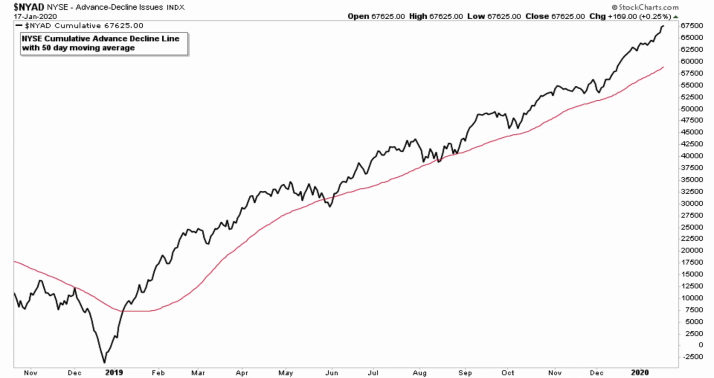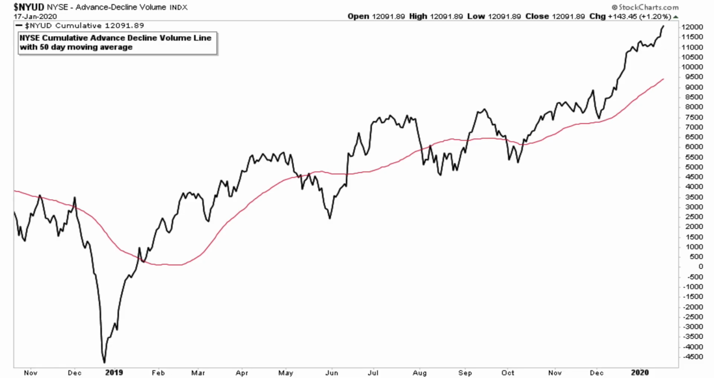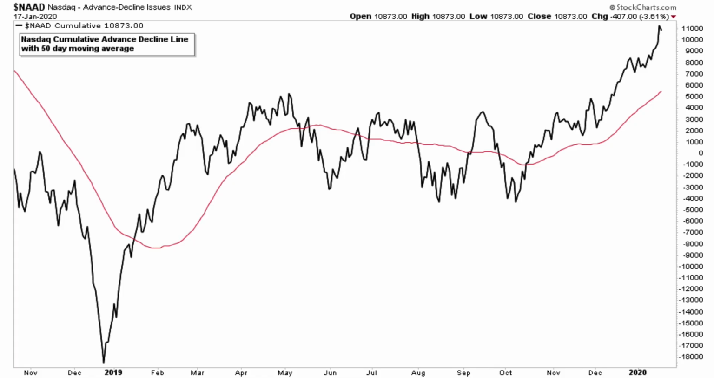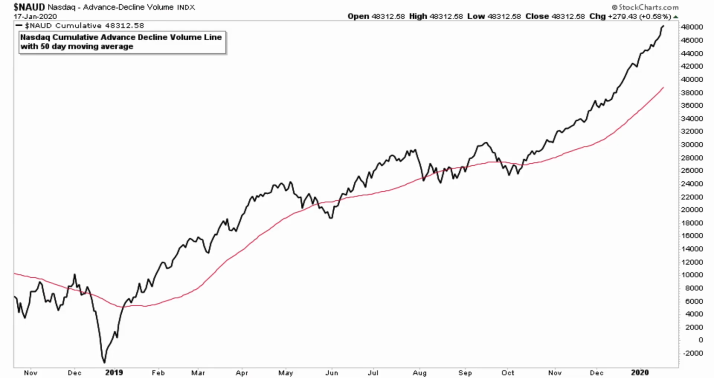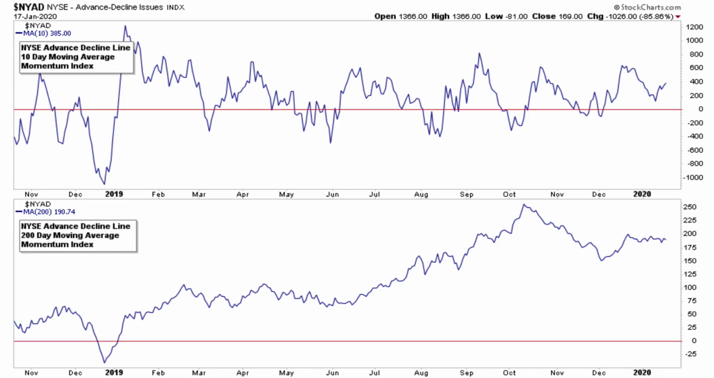Okay, these are the NYSE Advanced Decline Line charts. This is the Cumulative Advanced Decline Line with a 50-day moving average. This is the Cumulative Advanced Decline Volume Line with a 50-day moving average. The Nasdaq Cumulative Advanced Decline Line with a 50-day moving average. The Nasdaq Cumulative Advanced Decline Volume Line with a 50-day moving average.